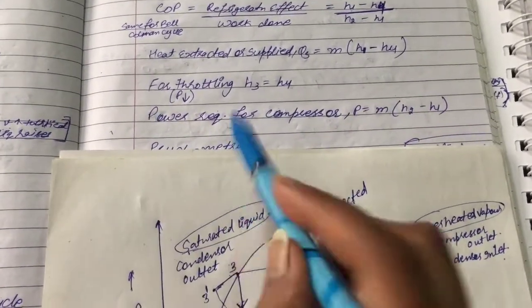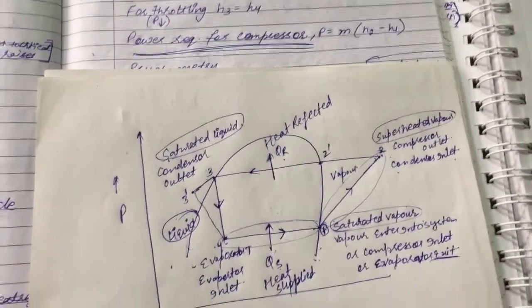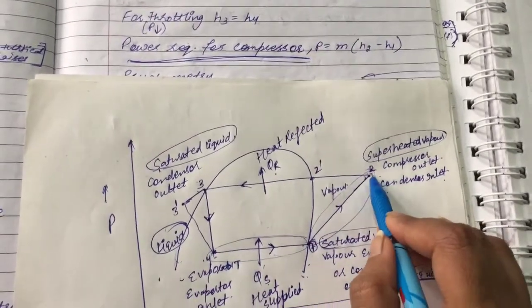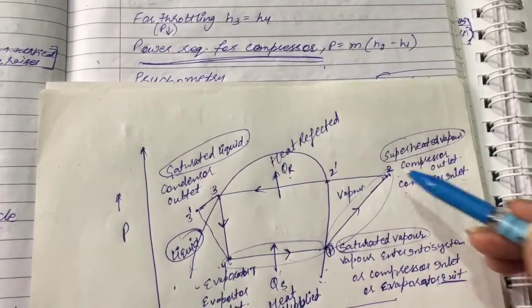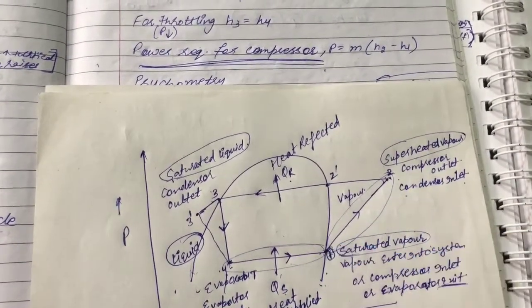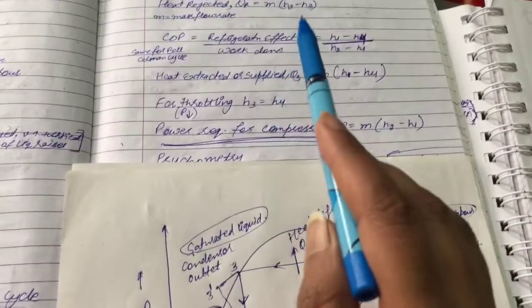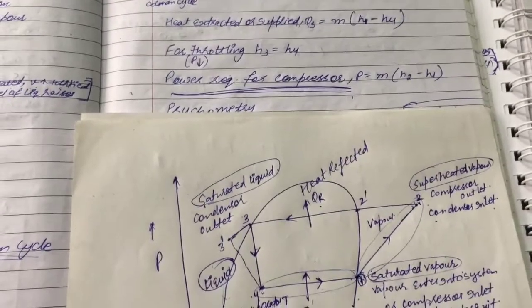And power required for the compressor. For the compressor, we know that the compressor inlet is 1 and the compressor outlet is 2. So power required for the compressor would be M into (H2 minus H1). So basically this diagram is very important to calculate all the terms like QR, QS and COP.